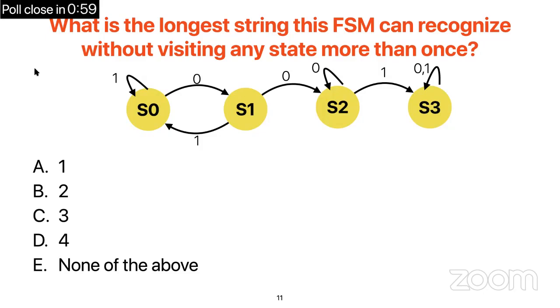I was wondering, I don't really get the question. The question is this: what's the longest string this finite state machine can recognize without visiting any state more than once? If you go through the finite state machine visiting every state exactly once, what's the longest sequence you can recognize?